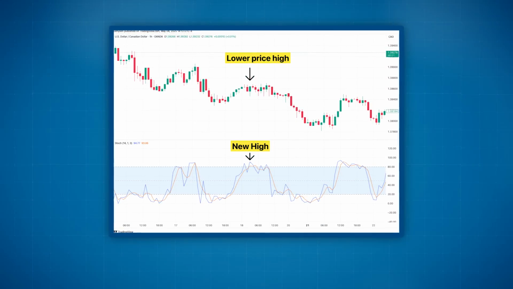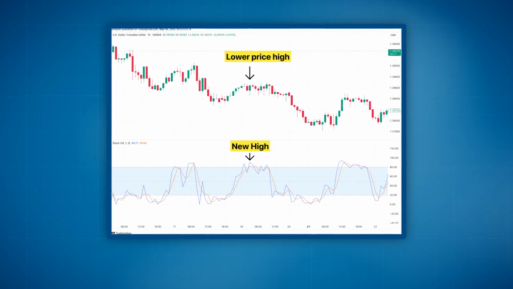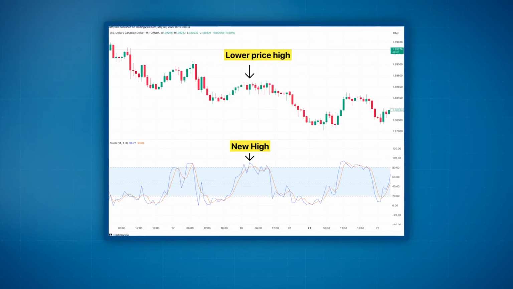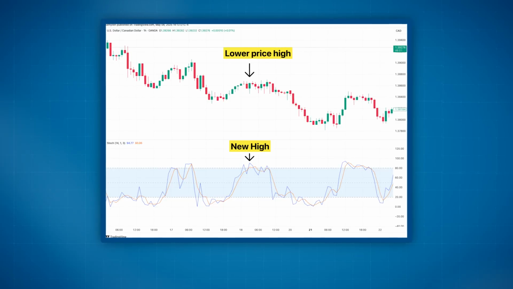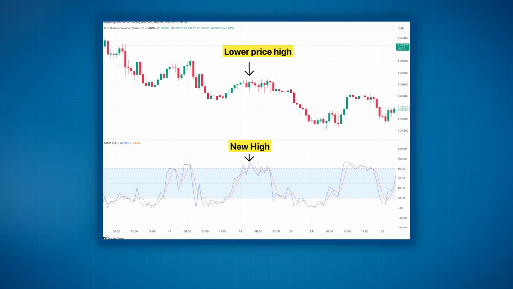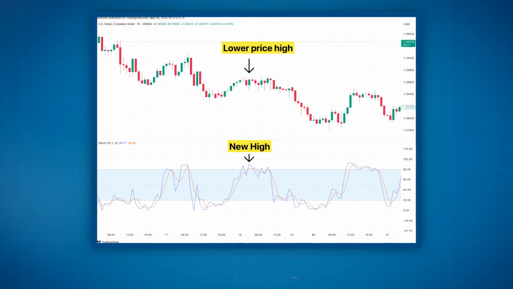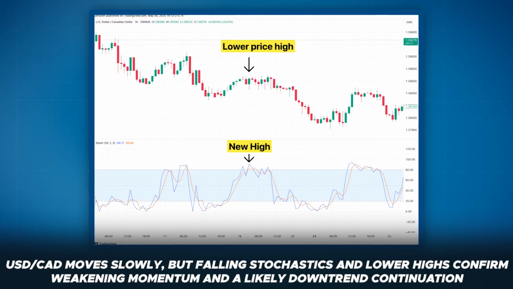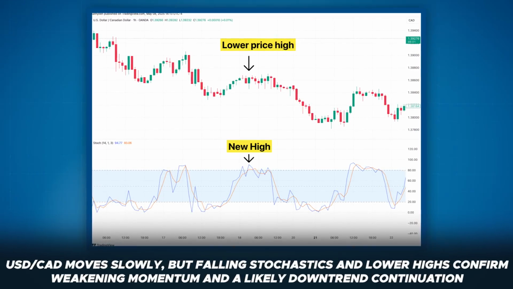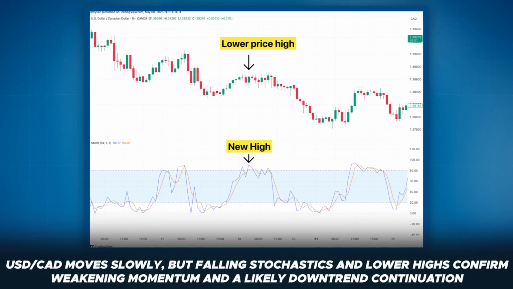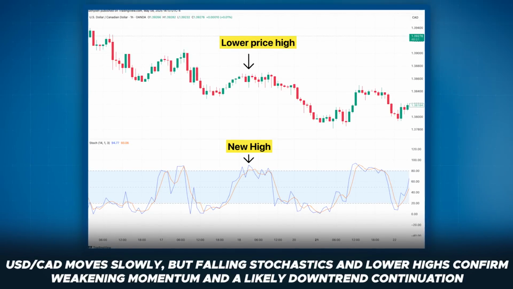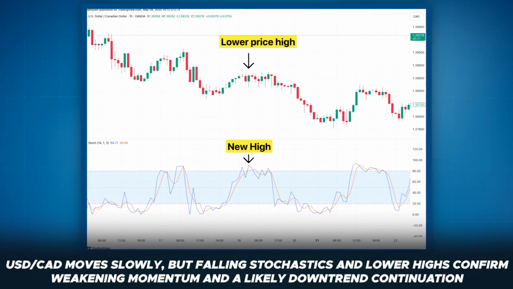Now, in this dollar CAD chart, we have something different, which is what we call the bearish hidden divergence. You can see that a new high in stochastics is formed, but on that same candle, we actually see the price make a higher low. It takes some time for dollar CAD to actually move, and that's okay. But the subsequent lower high in the stochastics confirms that the upward momentum is fading and that the downtrend is likely to continue.